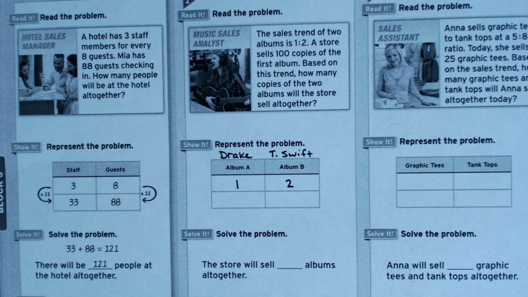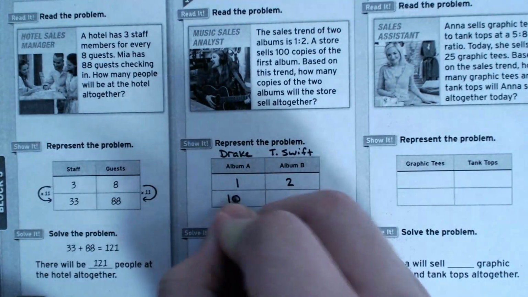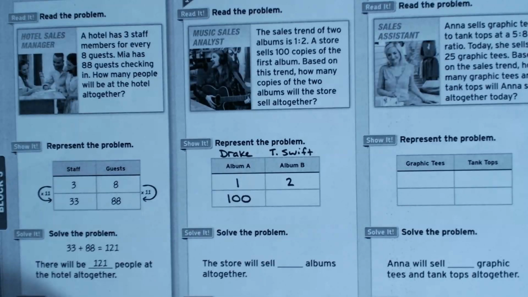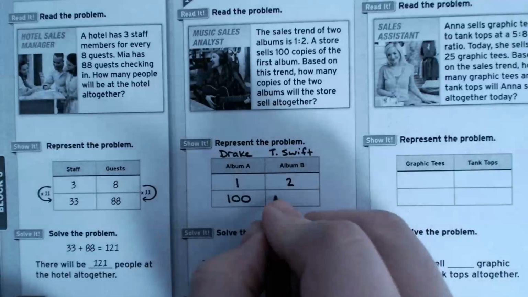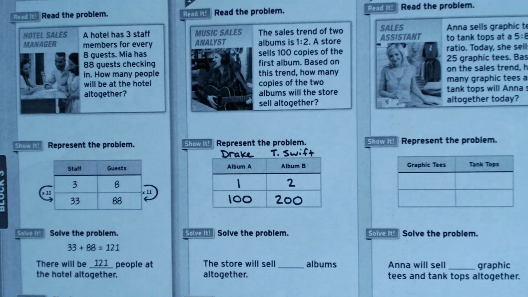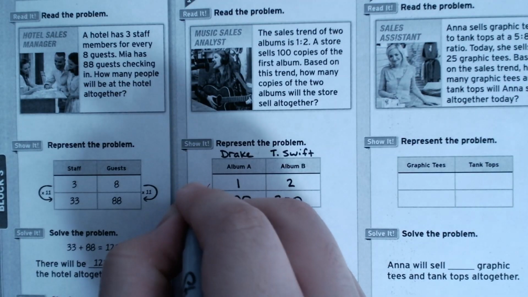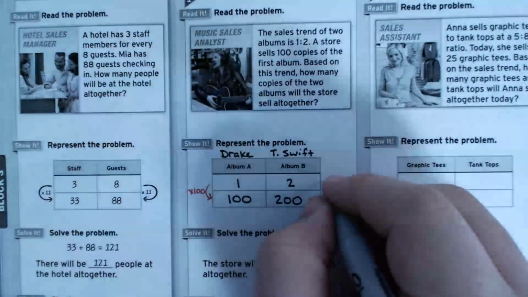So, a store sells 100 copies of the Drake album. The question is, how many albums will they sell altogether? So if they sell 100 copies of the Drake album, how many copies of the Taylor Swift album? 200. And you gotta admit, Anti-Hero, Midnights is a good album, right? So, that's times 100. So we multiply this by 100.